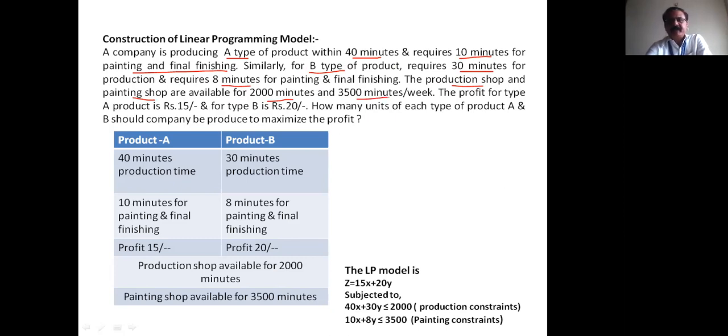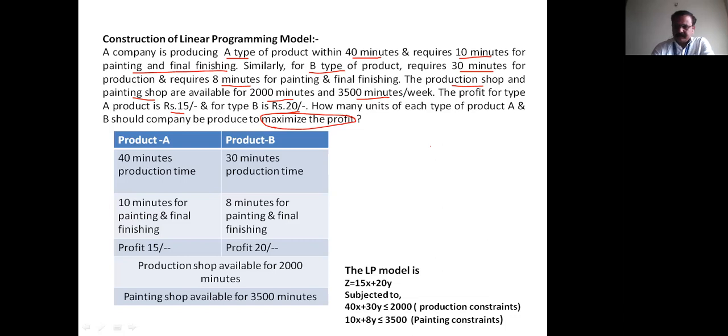3,500 minutes per week. The profit for the type A product is rupees 15, and that of the B product is rupees 20. How many units of each type of product A and B should the company produce to maximize the profit? This is the statement of the problem. From this theoretical statement, we have to construct the linear programming model. That is, here you have to formulate the objective function as well as the constraint equations.